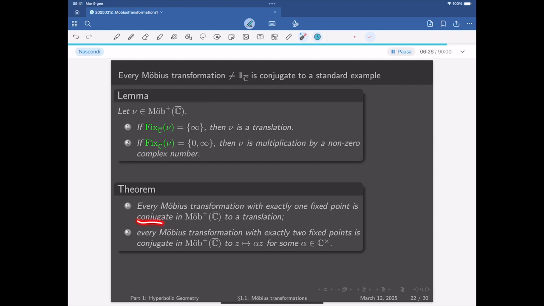Yes. Yeah. So conjugate in mob. Yeah. Sorry. Yeah. No problem.